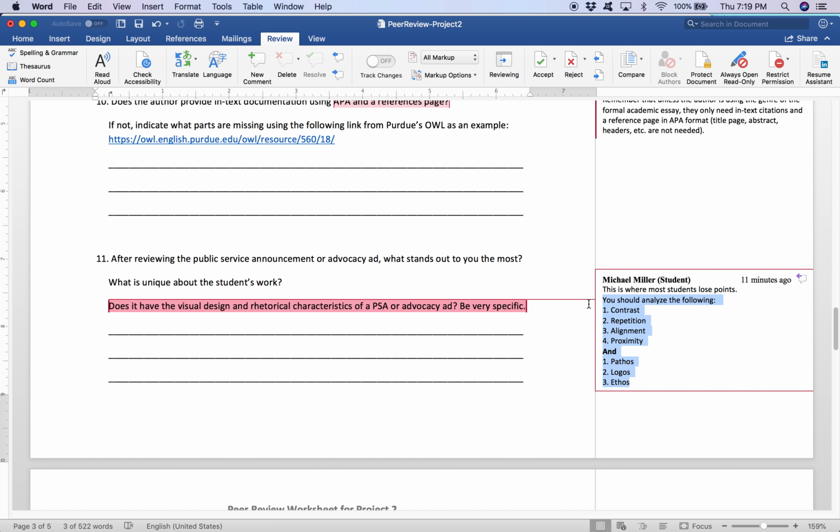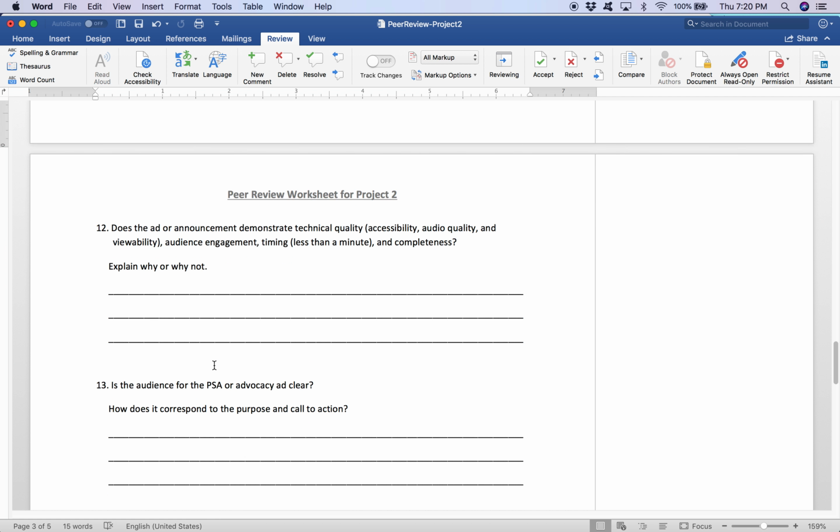What we're really trying to encourage you to do is use the information that you've learned through the Project 1 peer review and apply it to Project 2. But just to help you out, I wanted to highlight this one thing that a lot of students really miss. You want to be very, very specific in this response. If it helps you to add the different sections, contrast, repetition, alignment, proximity, pathos, logos, and ethos, under this question, please do so.